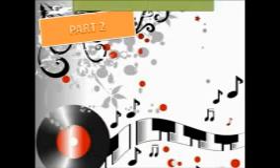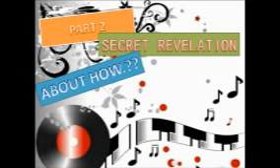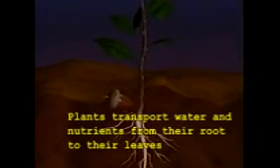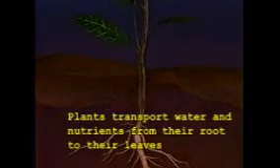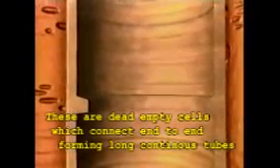Part 2. Secret revelation about how water moves from the root of plants to the leaves. Plants transport water and nutrients from their roots to their leaves through a vascular tissue called xylem. These are dead, empty cells which connect end to end, forming long continuous tubes.